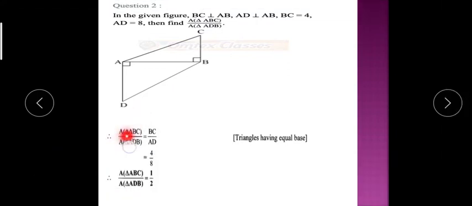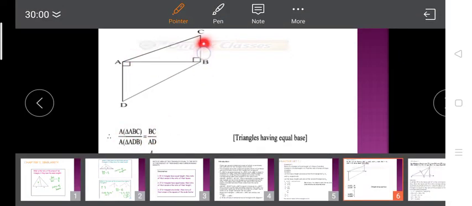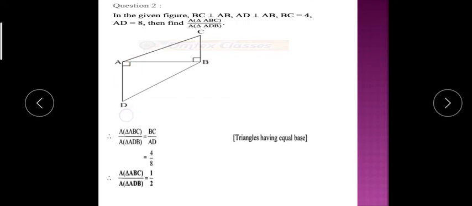Area of triangle ABC upon area of triangle ADB is equal to BC, that is the height of the first triangle, and AD, the height of the second triangle. Therefore it is BC upon AD. What is BC? BC is equal to 4 and AD is equal to 8. 4 upon 8 is equal to 1 by 2, because the triangles have an equal base.